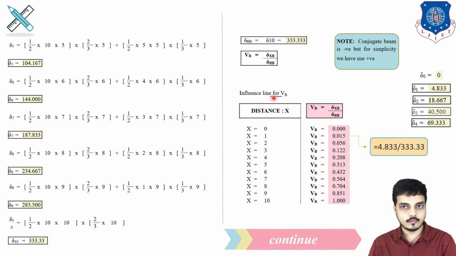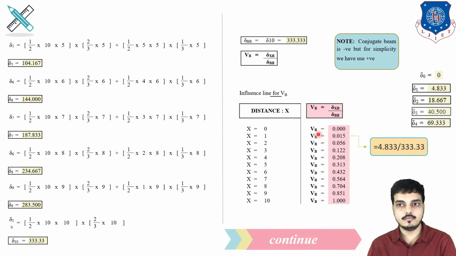Now for the influence line for VB, the formula is delta XB upon delta BB. I have explained what we took as delta BB, this 333.33. And then how many points are there? There are x equals to 0, 1, 2, 3, 4 and goes up to 10. So we have to make 10 rows, and we have to find VB for every particular point. So VB is nothing but delta XB upon delta BB. So delta BB we have fixed, it is 333.333.